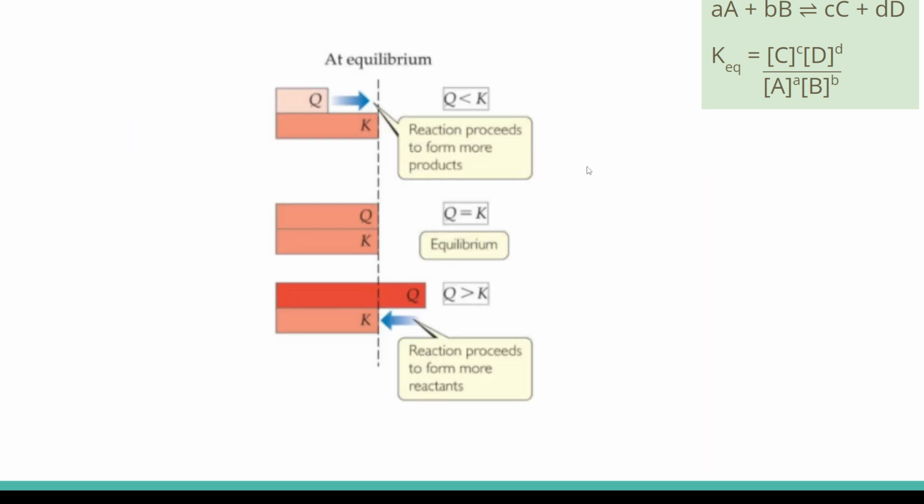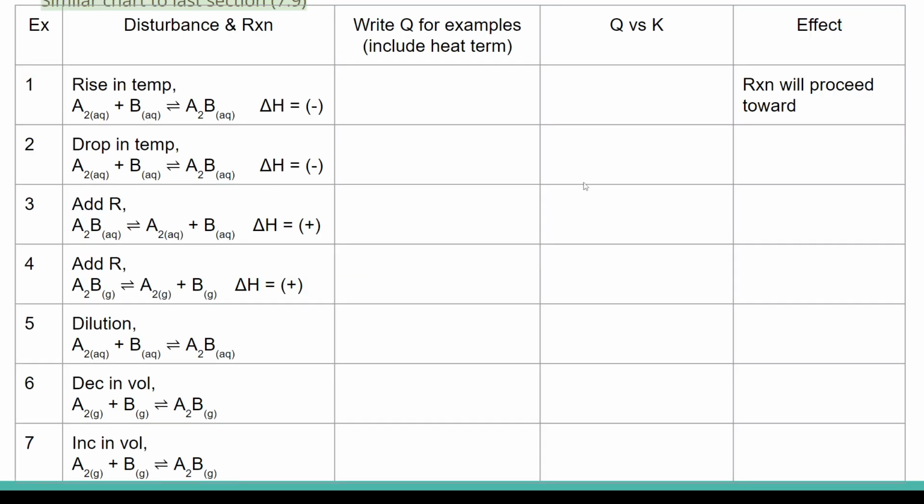Cool. So here's another diagram, just like earlier, explaining the same thing. This chart is similar to 7.9, except now we have Q. We can write down Q and actually do all the things for it. So we're going to fill out this chart real quick.